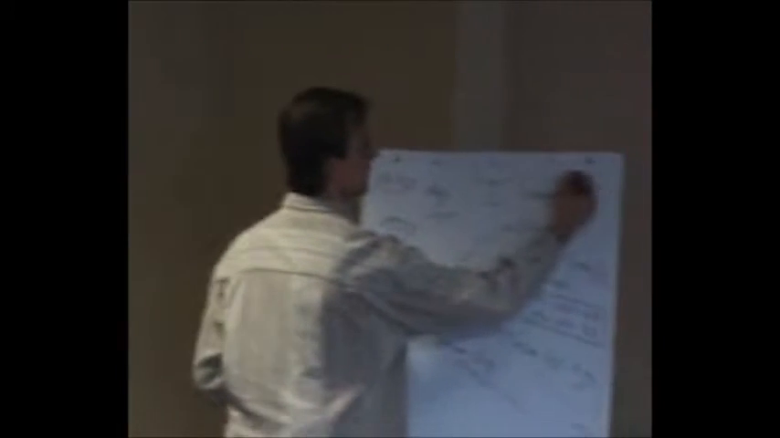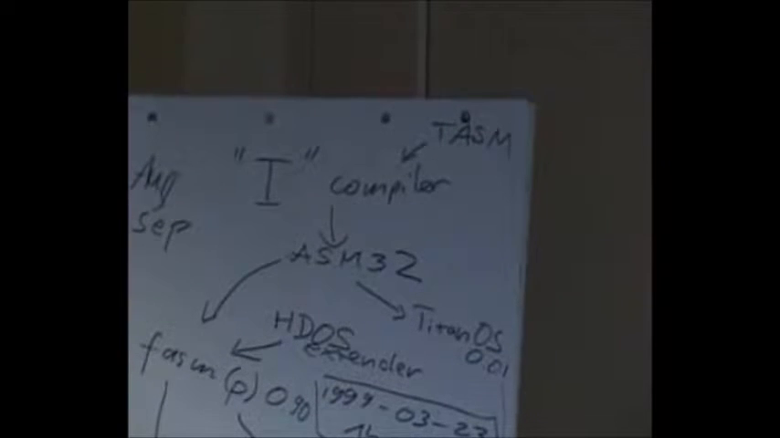Oh, we have a question here. Arafel asks: the very first version of FASM in 1997, what assembler was used to assemble it? This was not FASM, but the previous assembler that was used to create FASM. And this assembler was created with Turbo Assembler.